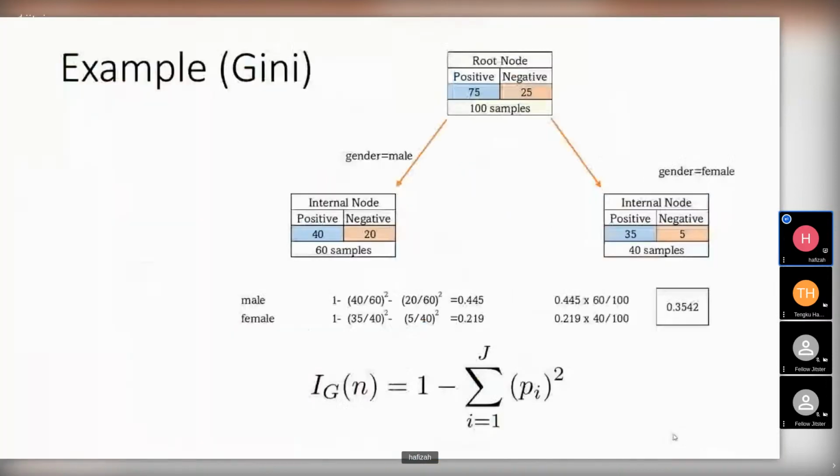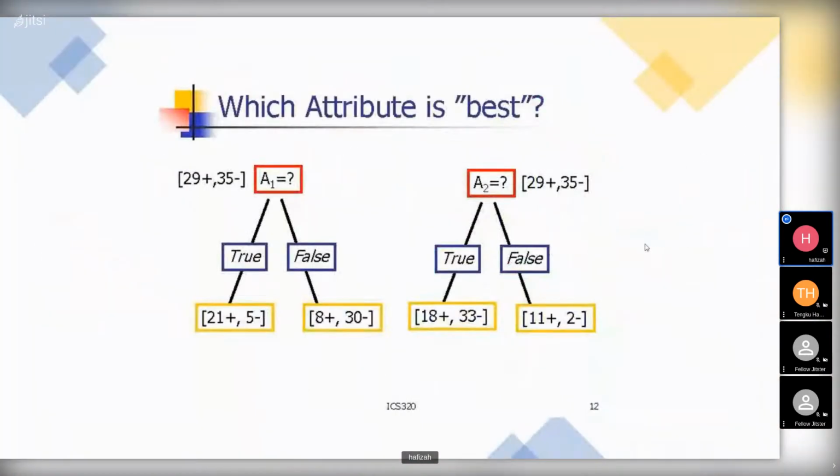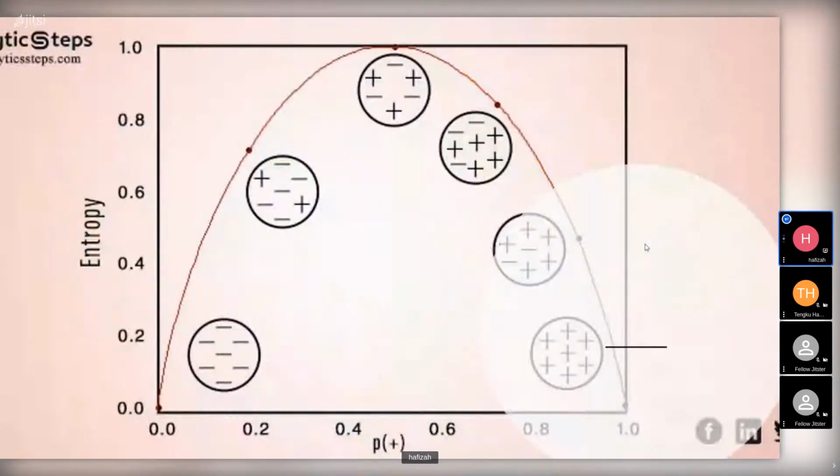Okay, understood. So for this, we can calculate the Gini for male and the Gini for female, and then we average or weight them, and we can get the information gain from the weighted Gini. Okay? That's all for the introduction.